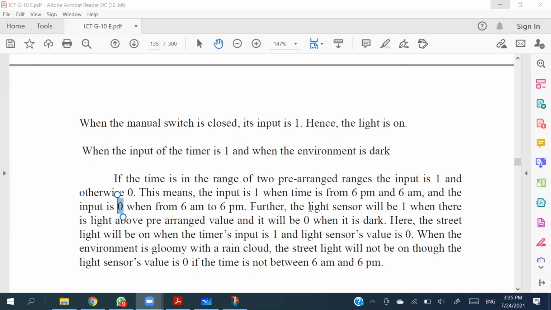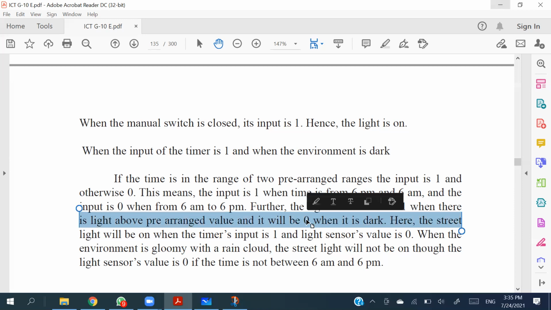it says about the light sensor here. Light sensor will be 1 when there is light above our prearranged value, and it will be 0 when it is dark. So at daytime it's going to be 1, and at night time it's going to be 0. So this is the way that the other input is working.